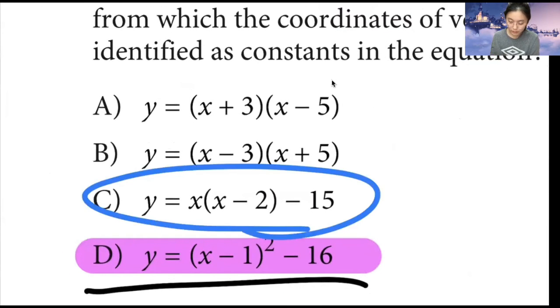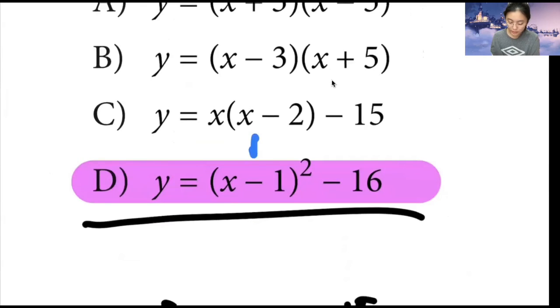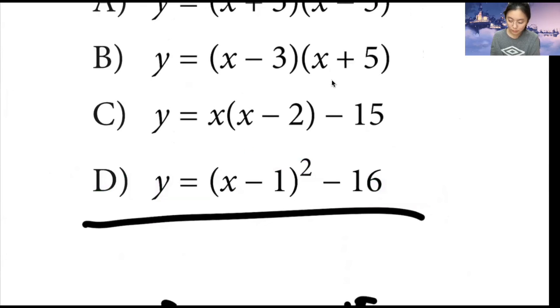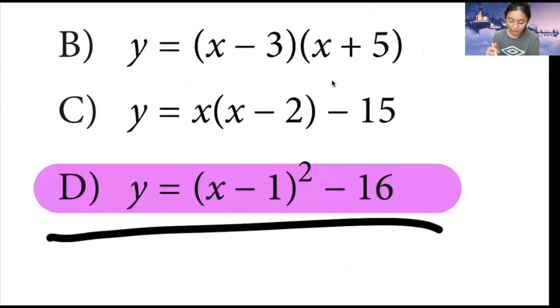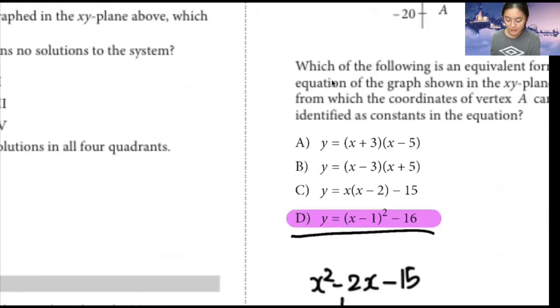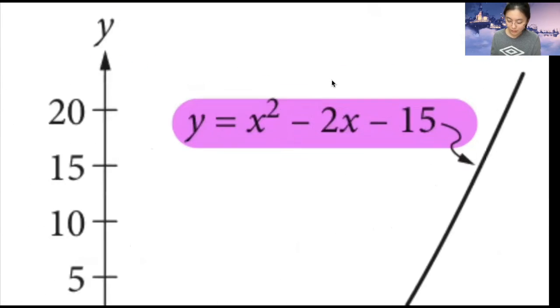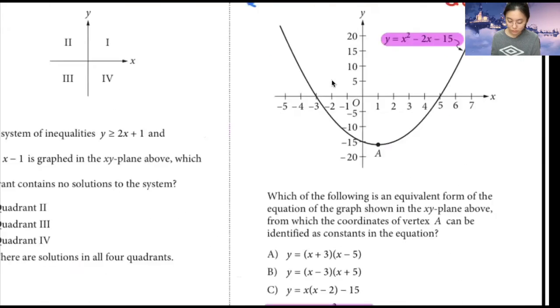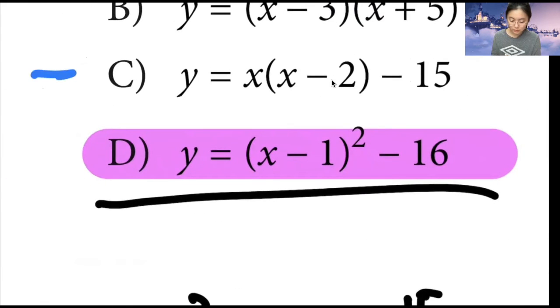This one looks quite similar to D, but the one main thing that's different is that it's not squared. So the -2 and -15 are not showing the vertex. This is just a standard form, just written in a different way. The standard form is what's here. So yeah, treat those differently. Okay.